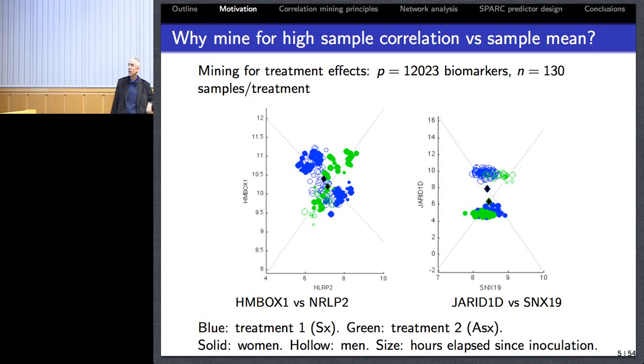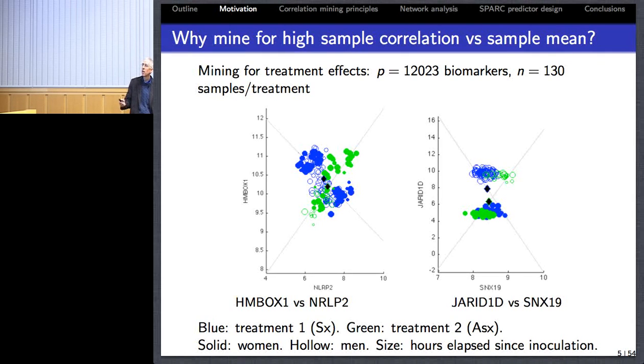And solid are women, hollow correspond to men, and the size of these dots is the hours elapsed since they got inoculated with the virus. So what I'm trying to show here is that if you look at the means, which are in these two diamonds of the blue and green treatment sets, they're very close together, right? But look at this. These are the regression lines, the correlation lines. We have effectively a sign flip.